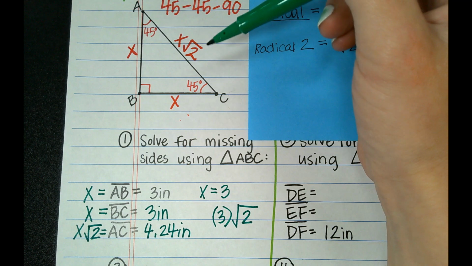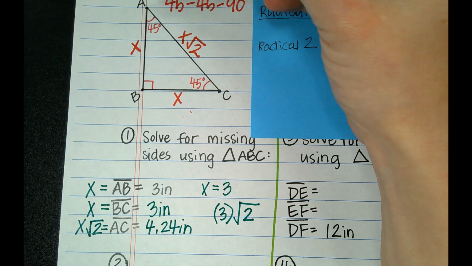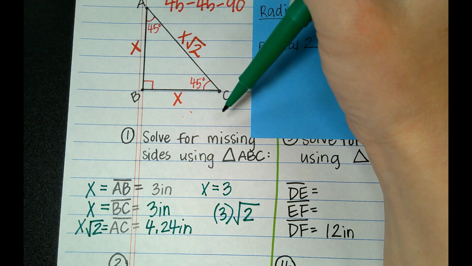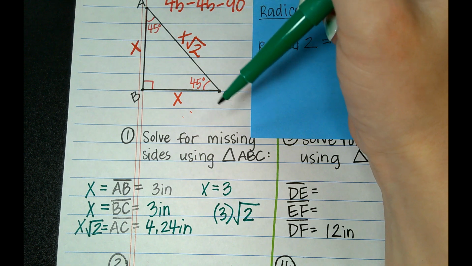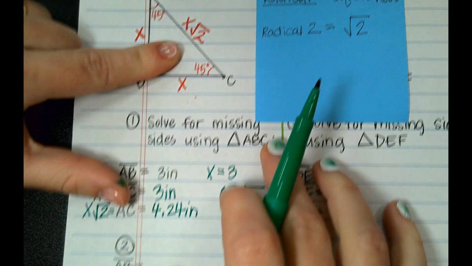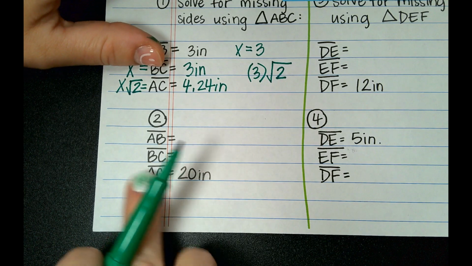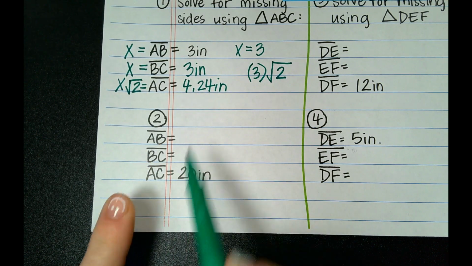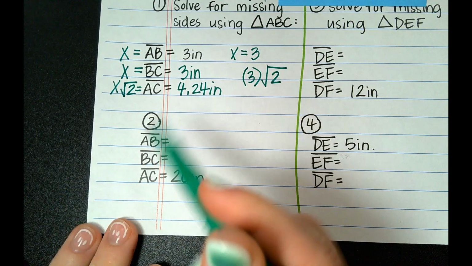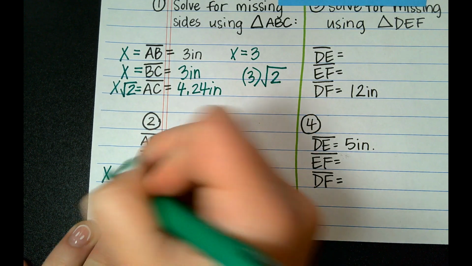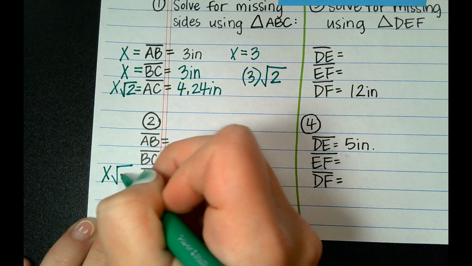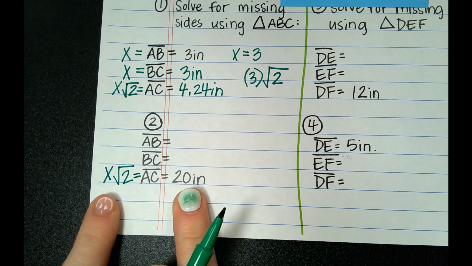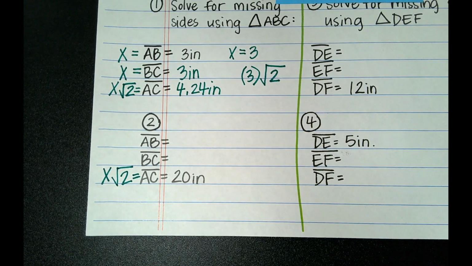Now, what if we don't know the number? What is the X value given to us? From A to C, X radical 2. Good. So I'm going to go down to the information given to me. I know from A to C is 20. And I also know from A to C is X radical 2. Okay, so we've got that so far.